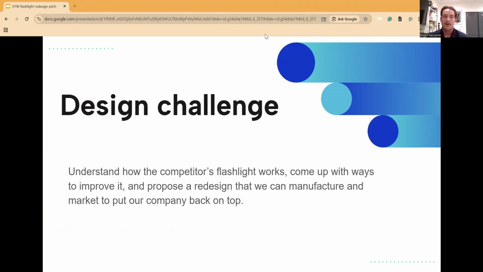So first, I'll talk about our design challenge. Our Unit 3 design challenge is that I'm working from the perspective of a contractor for a flashlight manufacturer that is losing market share to a competitor. Your supervisor assigns your team this task: understand how your competitor's flashlight works, come up with ways to improve it, and propose a redesign that we can manufacture and market to put our company back on top.